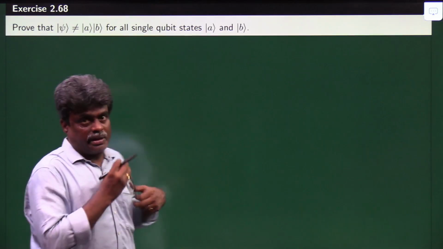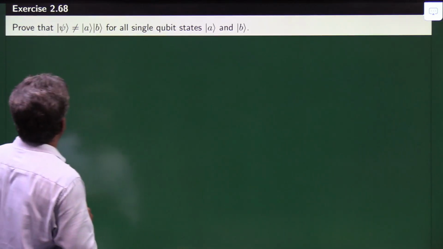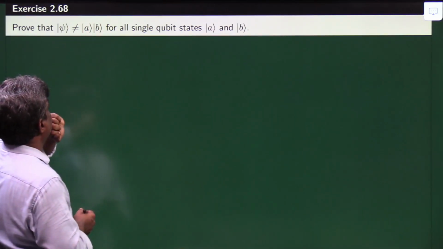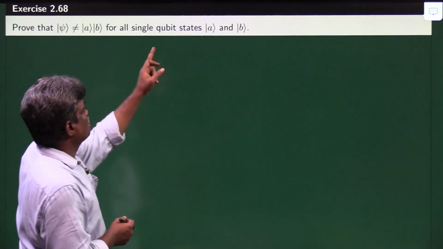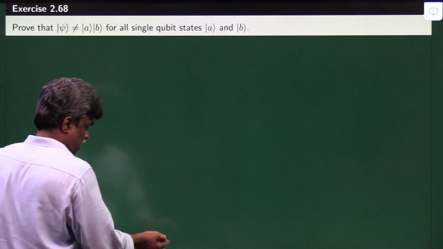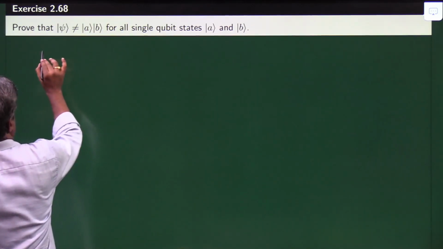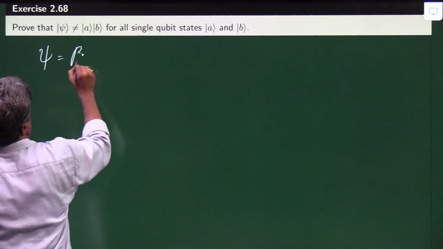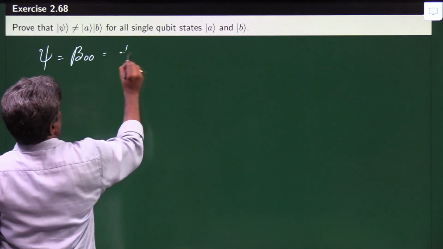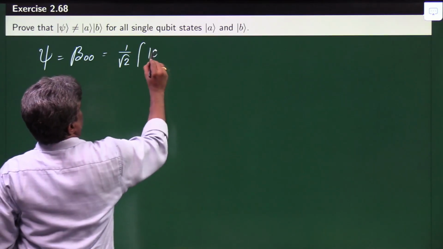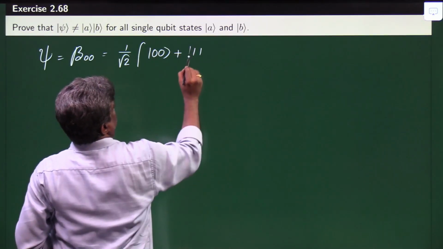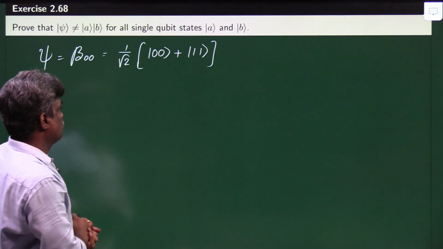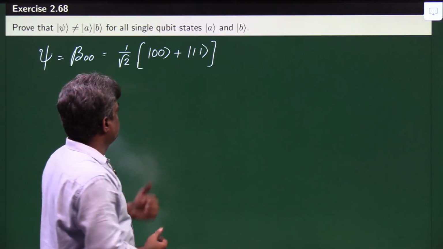This is our next question. They are asking to show that psi is not equal to the tensor product of a and b, where a and b are single qubit states. What is this psi? Don't get tension. This psi is nothing but our Bell state, 1 over root 2 of |00> plus |11>. It is related to entanglement.